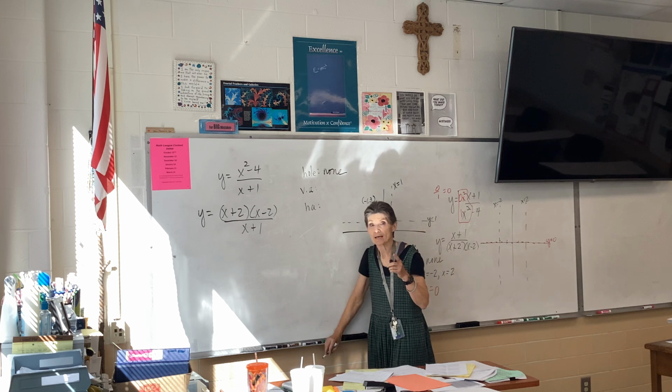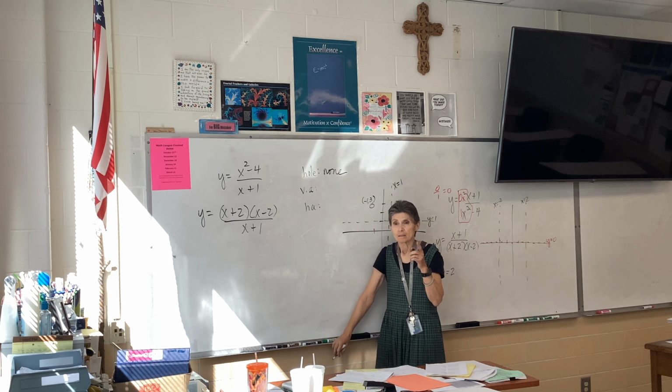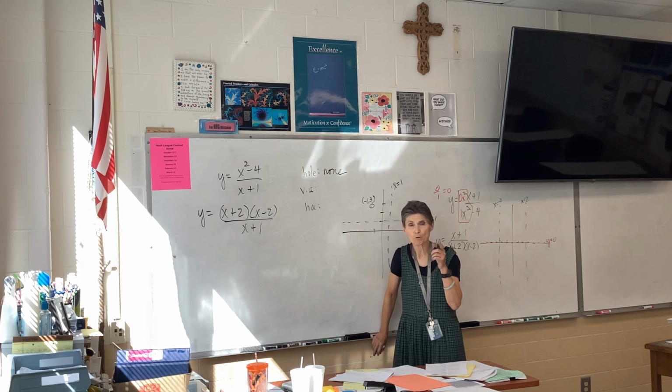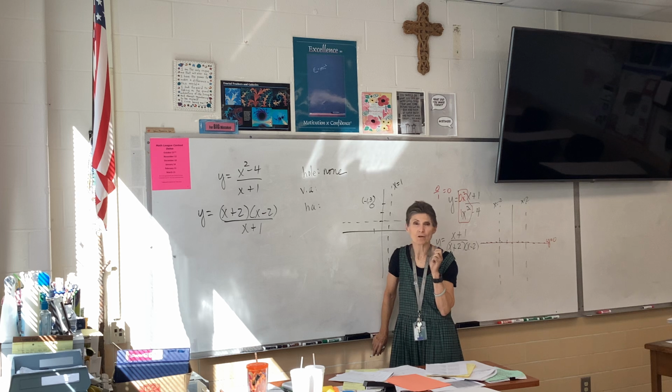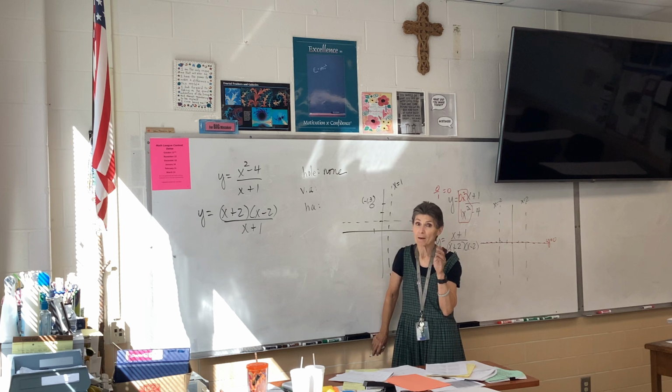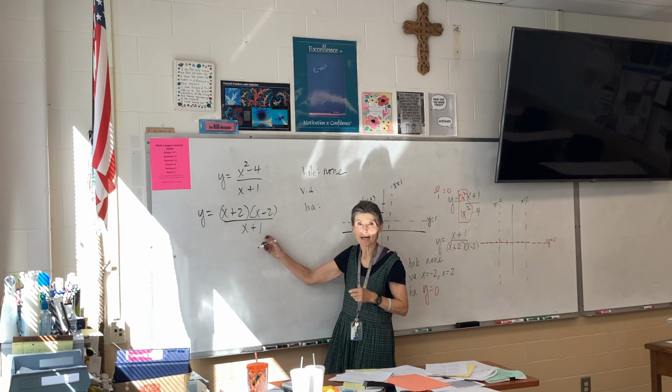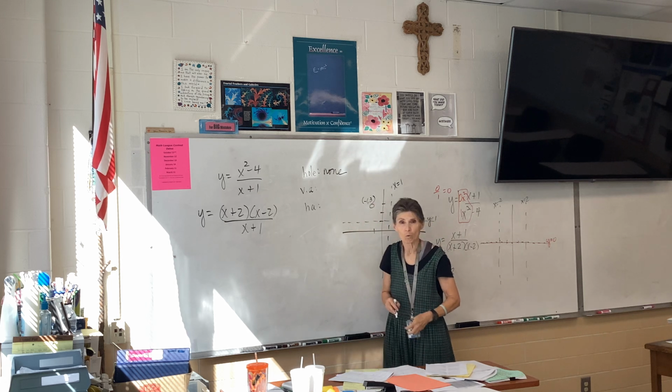Somebody asked the other day, can two things cancel? Can your picture have two holes? And the answer is yep. Every time something cancels, you're going to have a hole. So if you had two factors cancel out, then you would have two holes. If you had three cancel out, you'd have three holes. In this case, we have nothing canceling out, so we have no holes.